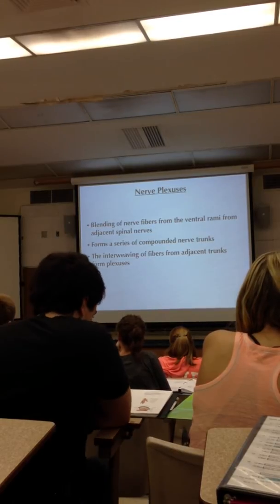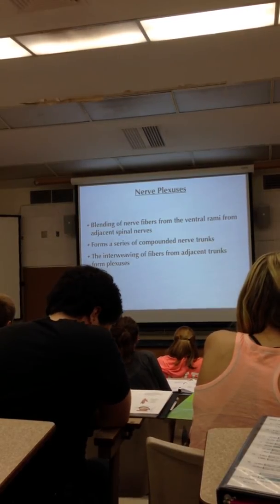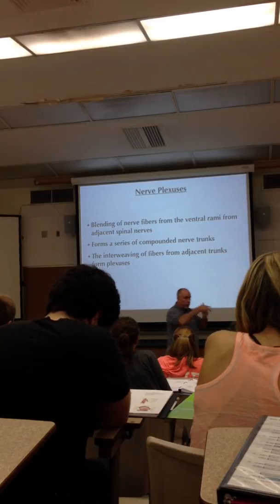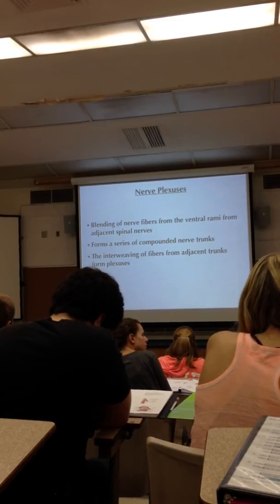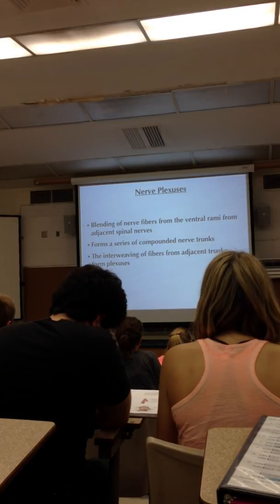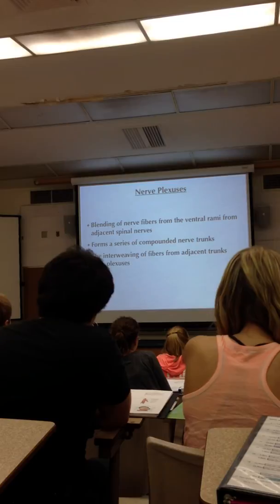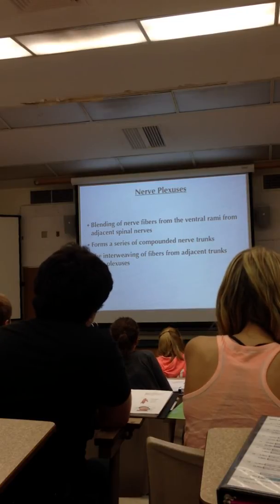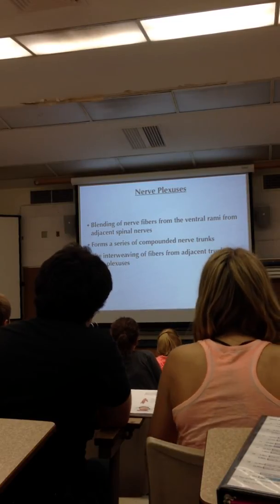So the ventral ramus comes out, and adjacent ones cross, and you get different mixtures of nerves. You get all these different weird nerve trunks, and they intertwine. And you look at it and you go, that's nuts if I have to understand that. It's not as bad as you think.